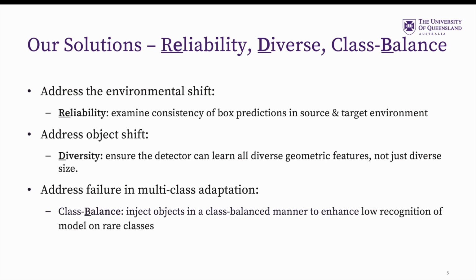To address the environmental shifts, we aim to generate reliable pseudo-labeling for self-training by examining the consistency of box predictions in the source and target environments. To address the object shift, we want the pseudo-labeling set to be diverse enough to ensure the detector can learn all diverse geometric features, not just diverse size. To address failure in multi-class adaptation, we augment target point clouds by injecting objects in a class-balanced manner to enhance the recognition of the model on real classes.